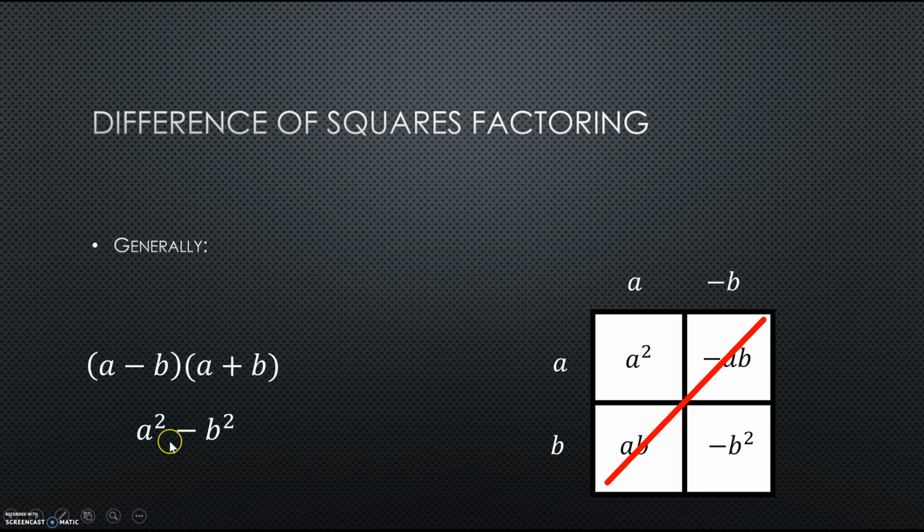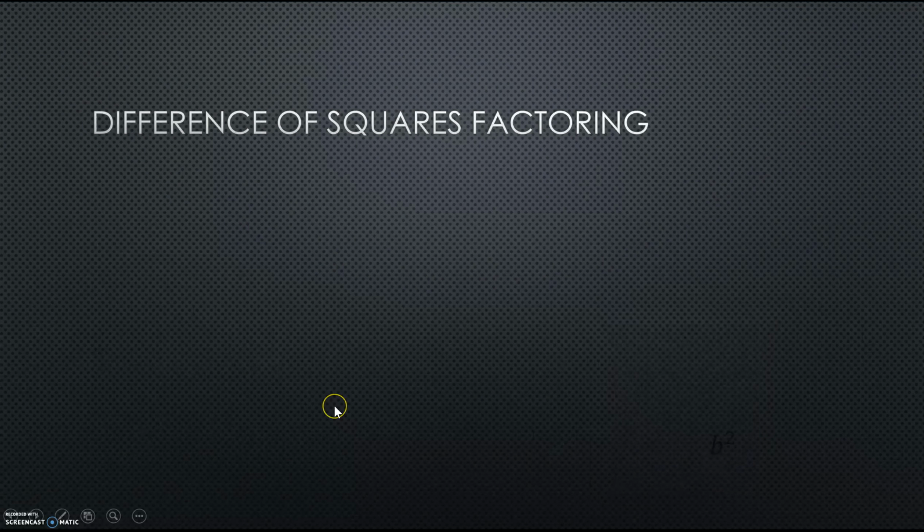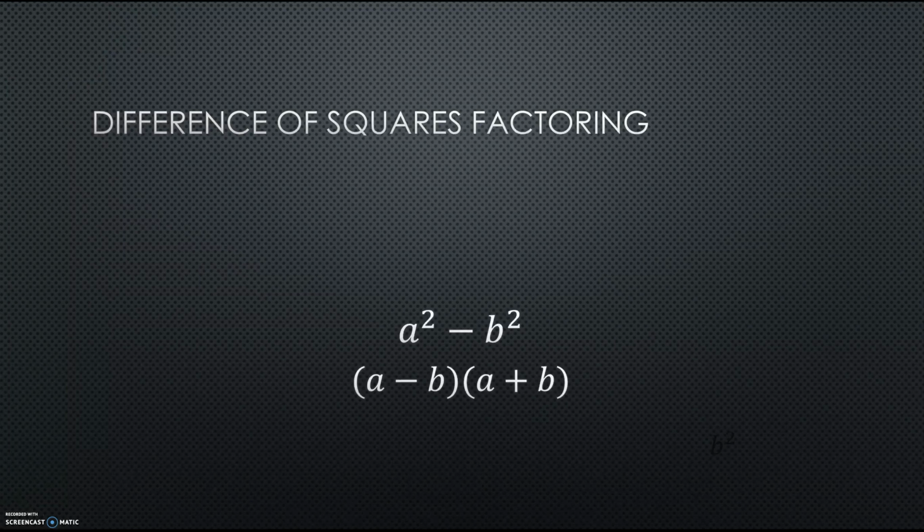It's something squared minus something squared. And we can always factor a difference of squares into the square root of the first term minus the square root of the second term, times the square root of the first term plus the square root of the second term. So generally speaking, these two are the same thing. If I have a squared minus b squared, it's a minus b times a plus b. We can use this pattern to factor anytime we have a polynomial that looks like something squared minus something squared. That's why we call it a difference of squares: difference because it's minus, squares because both of these are perfect squares.